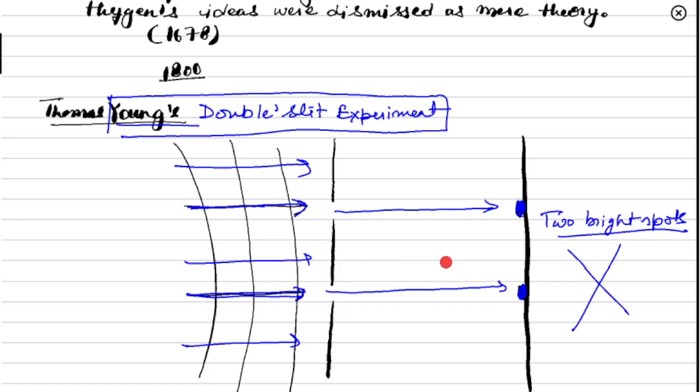Now let's see what he found out. So again, see, Huygens was not able to do any experiments. So this guy, after around 200 years, did this experiment. So he gave validity that Newton is wrong. Light is not behaving purely as a ray or particle. It is behaving like a wave, as Huygens said.